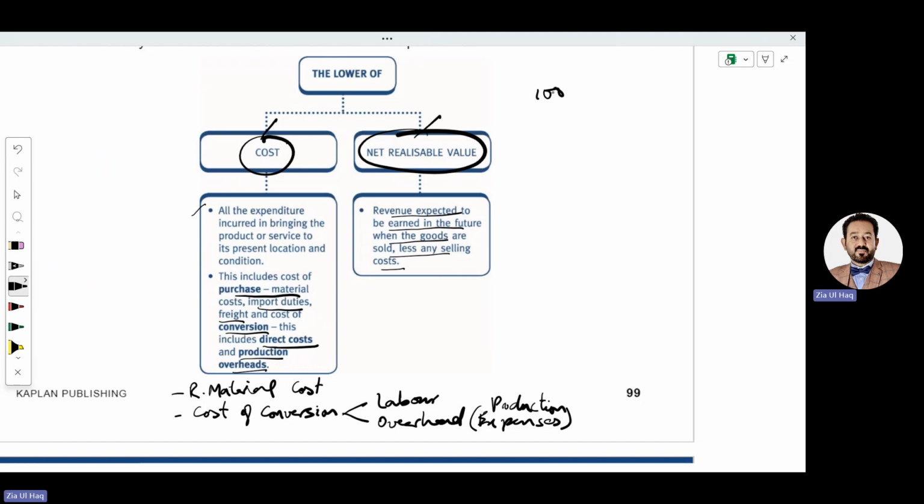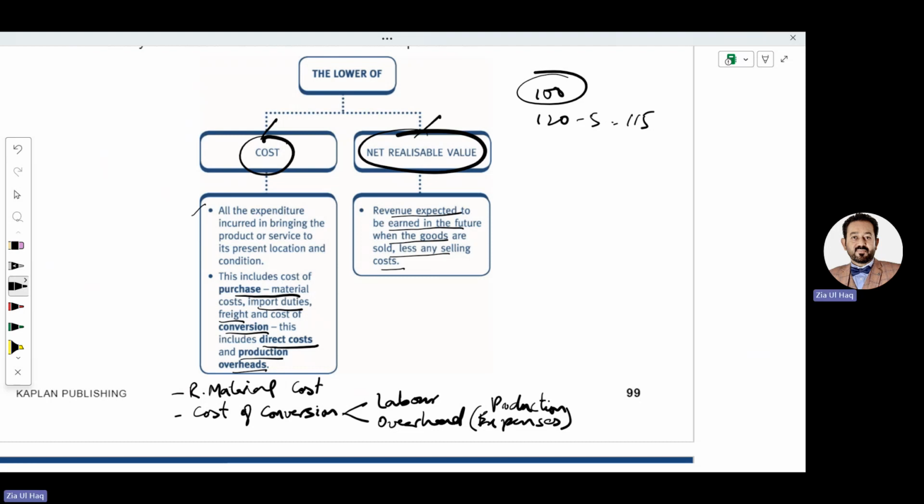Like you have produced a good for 100. Will you sell it for 100? No, you will sell it for 120. Suppose out of this 120, you have to pay 5 commission. So what is NRV? 115. So cost is lower. So for normal goods, you normally record closing inventory at cost.